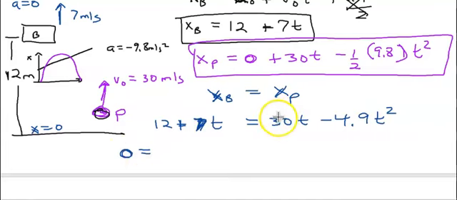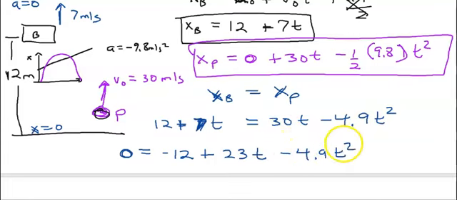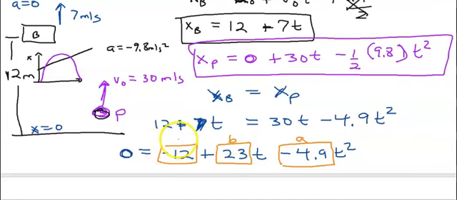Let's bring everything over to the right. So we have a minus 12, 30t minus 7t is plus 23t, and then a minus 4.9t squared. You might have done this in the opposite order, because this is your A, if you like to put the A's and the B's in the correct order. These are your terms for your quadratic. A is minus 4.9, B is 23, C is negative 12.